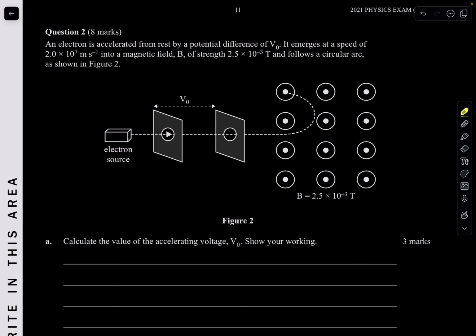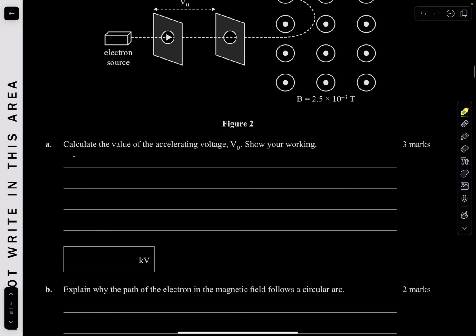Because we're given the speed, you should straight away realize that you should use your electron gun formula. Your electron gun formula is pretty much half mv squared equals qV, where V is our accelerating voltage, and that's what we need to calculate.